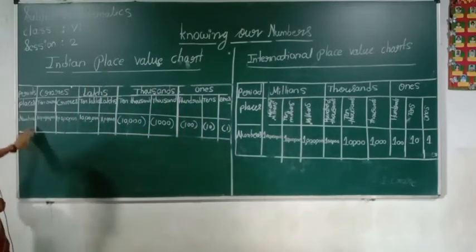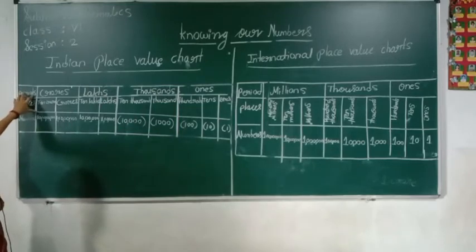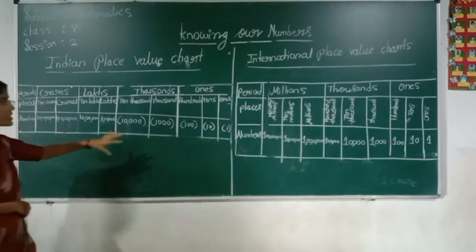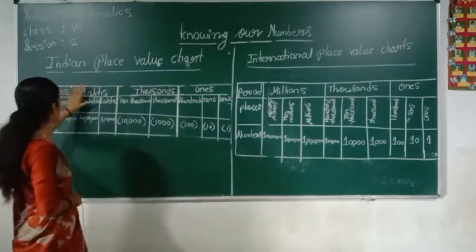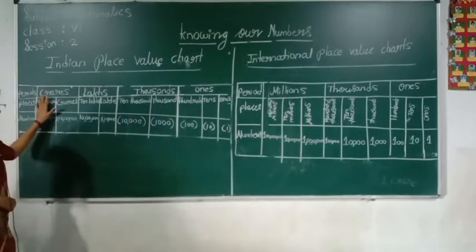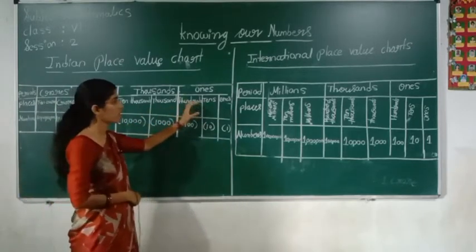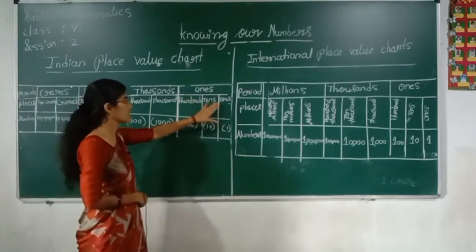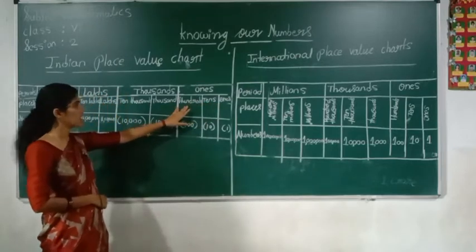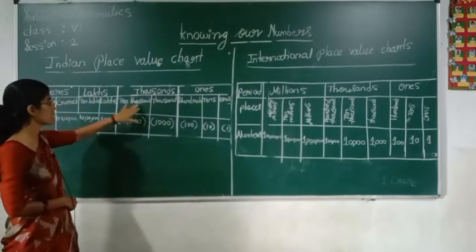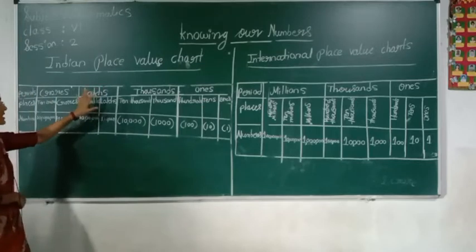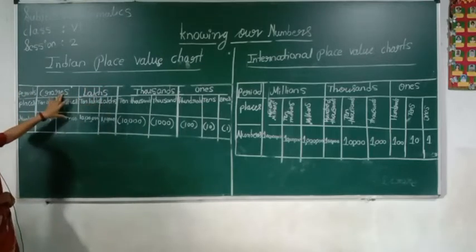Now see here, in the Indian place value chart we have grouped into 4 periods, that is ones, thousands, lakhs, crores. Okay, these are 4 periods. Ones is again divided into ones, tens, hundreds. In thousands, thousands, 10,000s. In lakhs, lakhs, 10 lakhs. And in crores, crores, 10 crores.